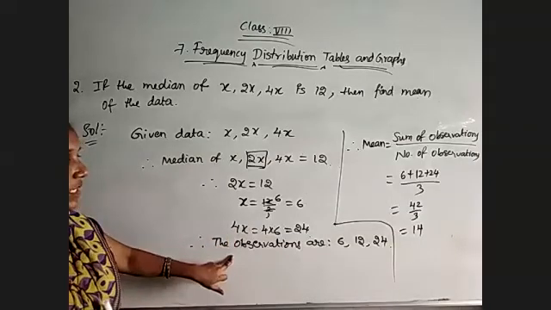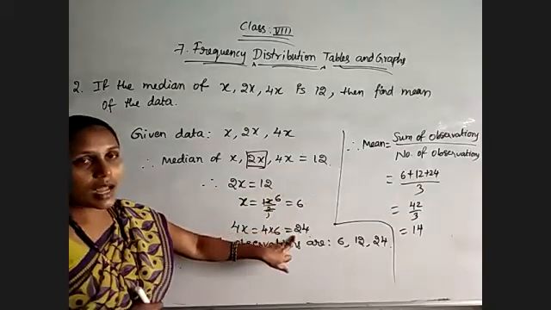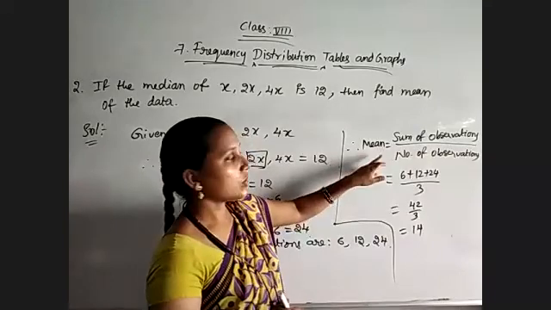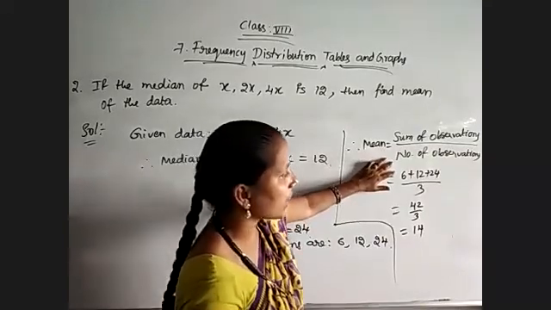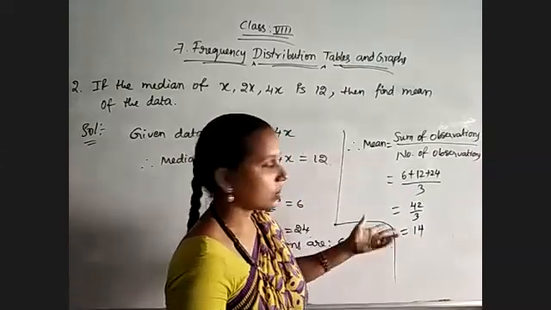So 2x equal to 12, from that the x value is 6 and the 4x value is 24. So those observations are 6, 12 and 24, in order. And after that, the sum of observations by the number of observations is the mean. So here those three observations sum is 42, divided by 3. So that's it.